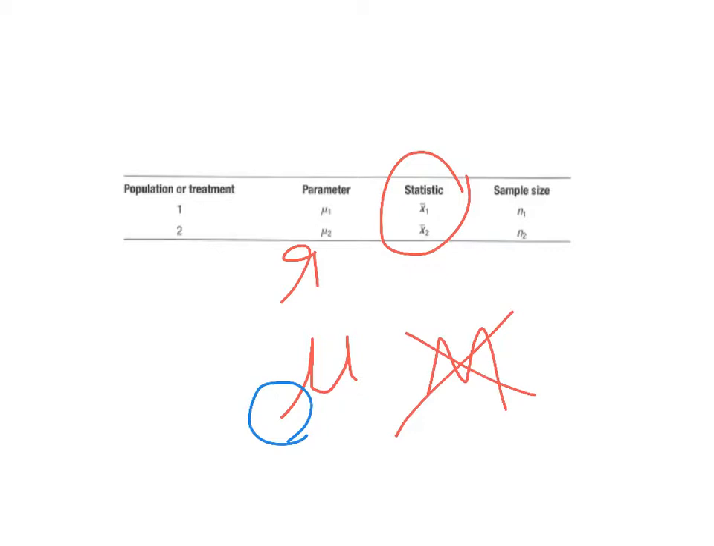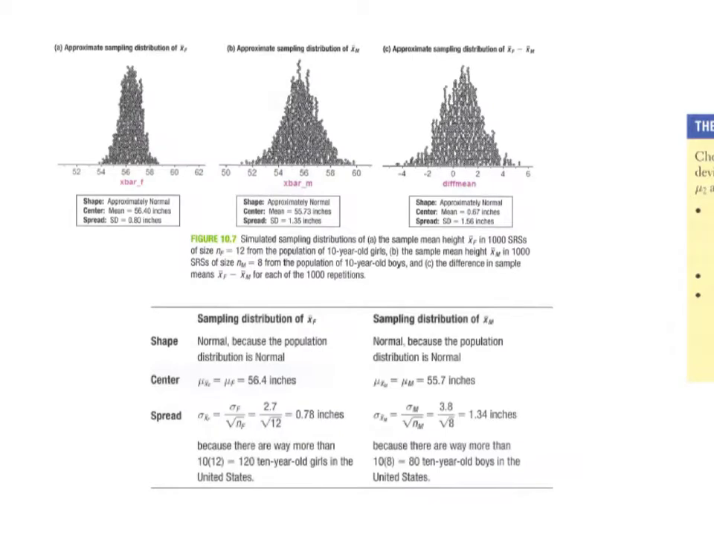And again, we're talking about two samples here, so we're going to have sample size 1 and we're going to have sample 2 that we need to take into consideration. So let's first look at our sampling distributions. So what we have here are the sampling distributions of 10-year-old girls and 10-year-old boys. Okay, and so the first one here, this is our sampling distribution of females.